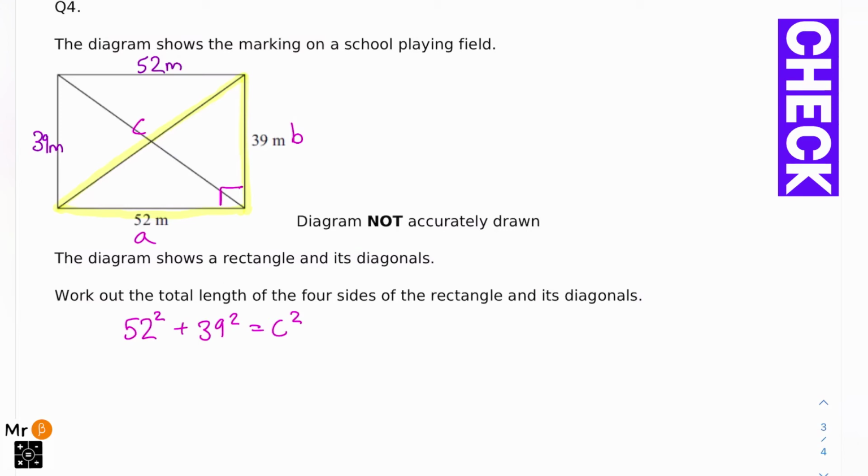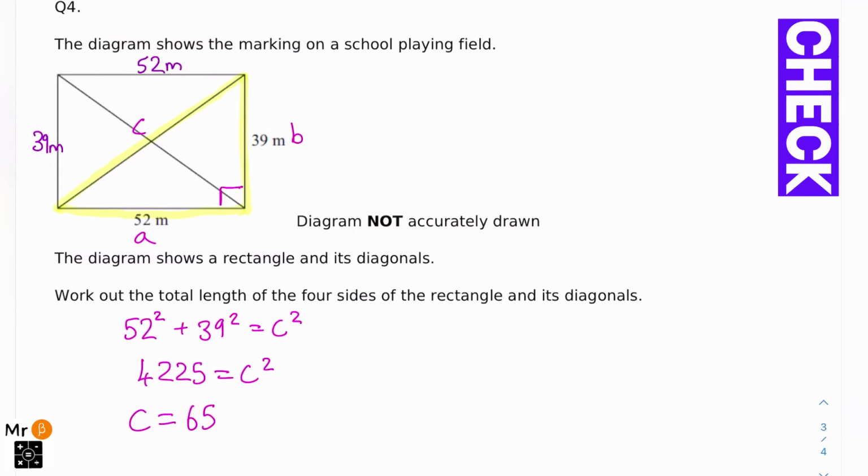Again, we just type these into our calculator, and that gives us a total of 4,225. That's equal to C squared. We remember to square root our answer to work out the missing length, which is equal to 65. So therefore, our length of one diagonal is 65.